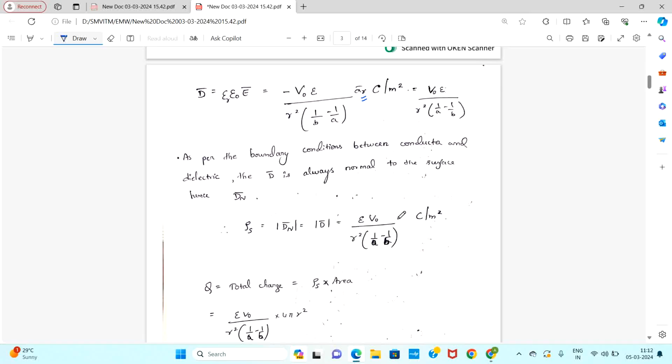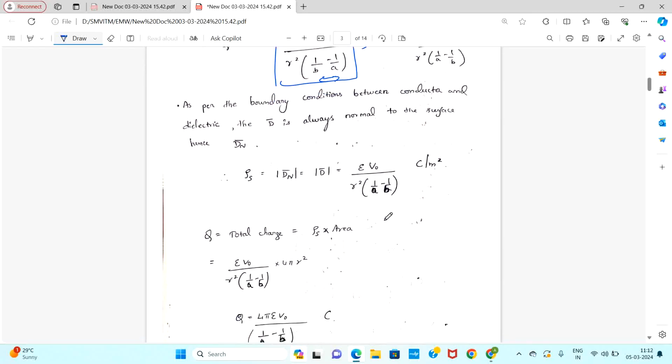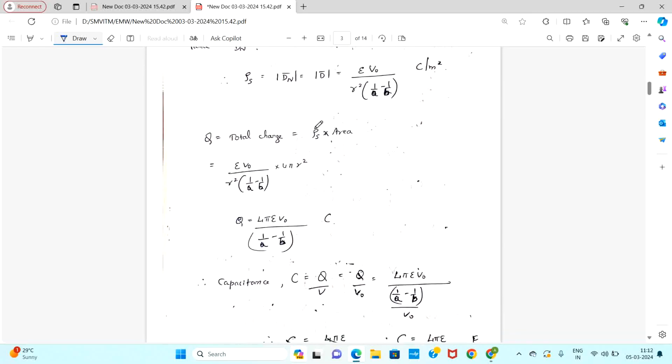Okay, so hence I'm getting rho s as only epsilon V naught by R square into 1 by A minus 1 by B. This minus can be taken inside, so these two terms will interchange. Right? Minus of 1 by B minus 1 by A becomes 1 by A minus 1 by B. Okay. So just take the magnitude. Only this portion should be considered for rho s. And this rho s now can be multiplied with the area of the given system. That will give you the charge value.